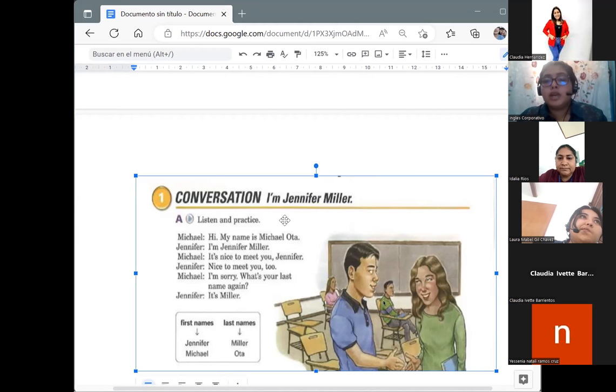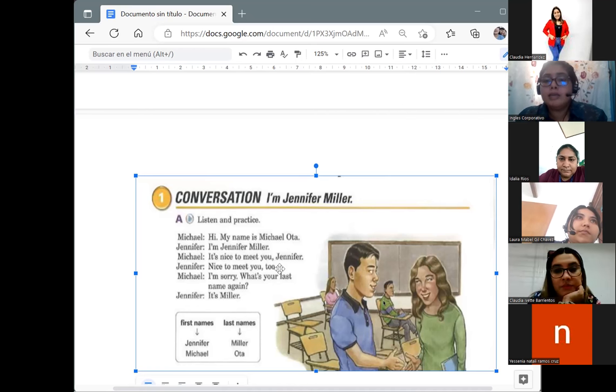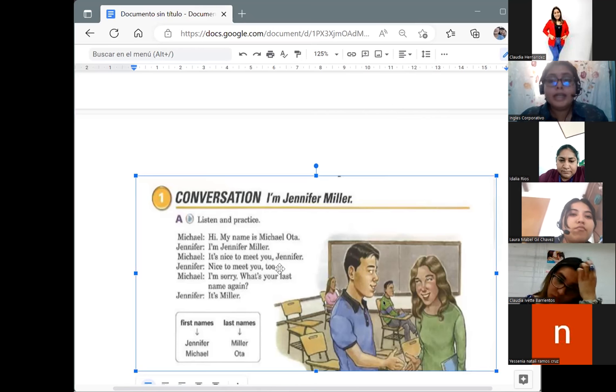In this case, if you can see the sentences, si ustedes pueden ver las oraciones ahí, estamos utilizando mucho el verbo to be. In the first one, my name is Michael Ota. Mi nombre es. In that part, we have the verb to be. Then, I am Jennifer Miller. I am. Then we have the verb to be. It is nice to meet you.